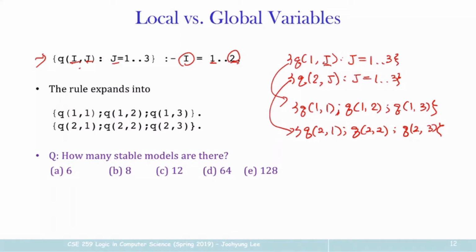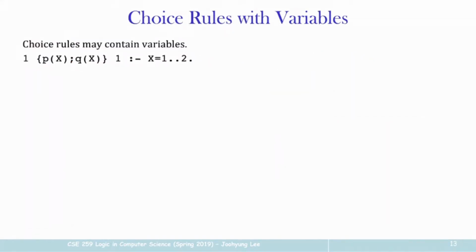So the majority answer is D. Okay, and majority is right here. Why? Because if you look at the first rule, there are 3 atoms, so there are 8 choices, 2 to the power of 3 for the first. Okay, and for the second one, again, you have 8 choices. So 8 times 8 gives you 64. If you want to see every 64 stable model, then you're welcome to type in the Clingo and find it out.